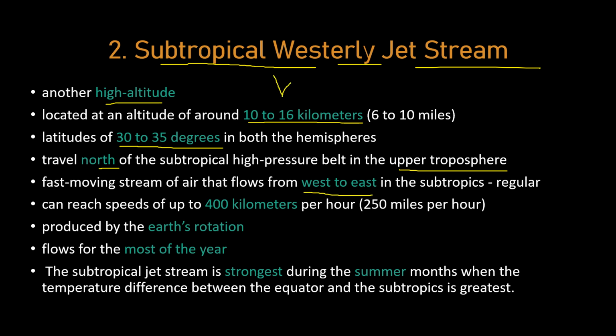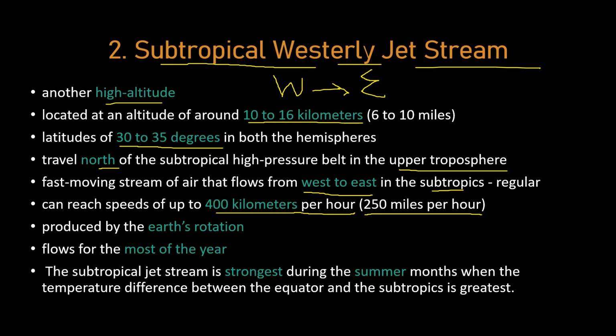These winds are also fast moving streams of air that flow from west to east in the subtropics. They change direction more regularly than polar jet streams. These jet streams can reach speeds up to 400 kilometers per hour, that means 250 miles per hour.